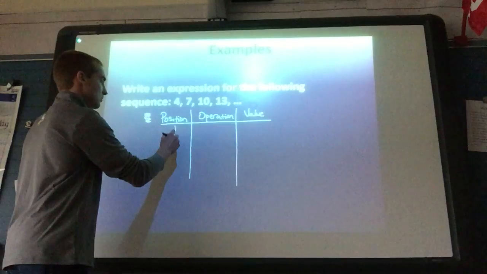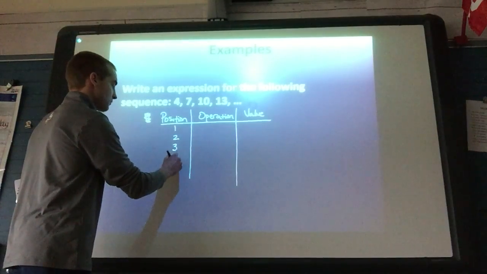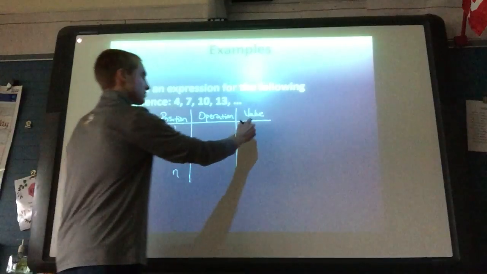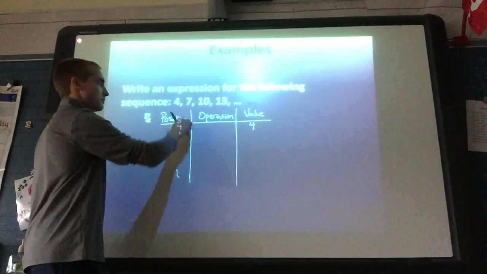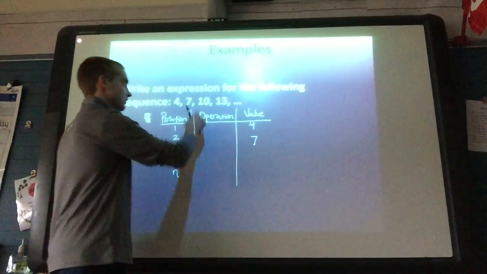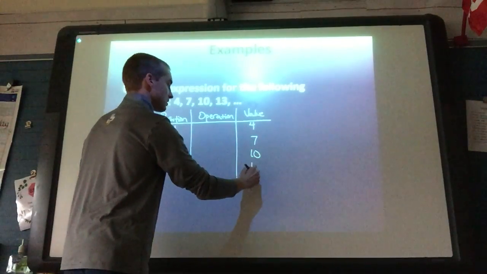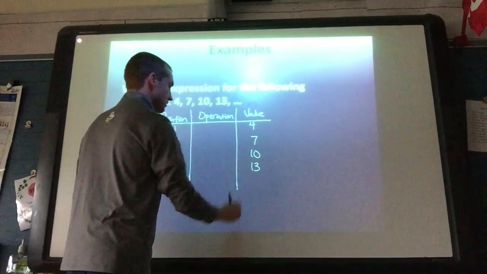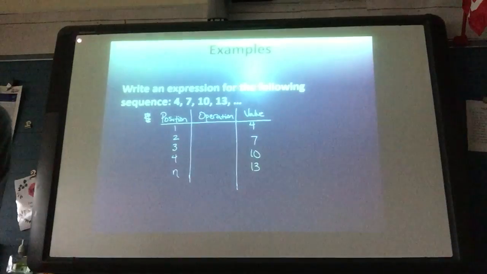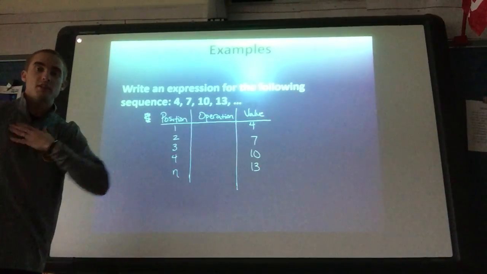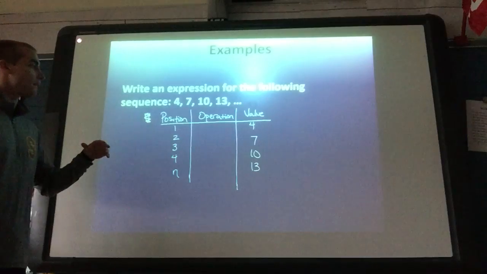So let's do 1, 2, 3, 4, and n. Our value, the first position is 4, the second position is 7, the third position is 10, the fourth position is 13. So what's going to be the nth position? Okay, so let's look at that. And I would say you try to figure this out on your own. See if you can get it.